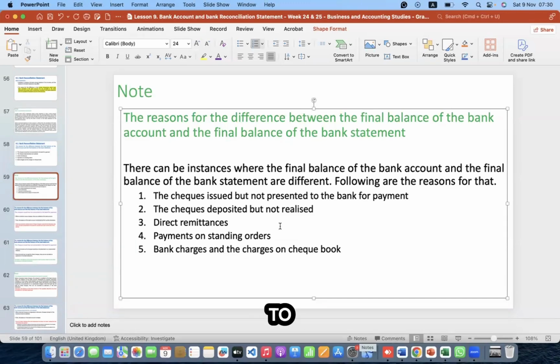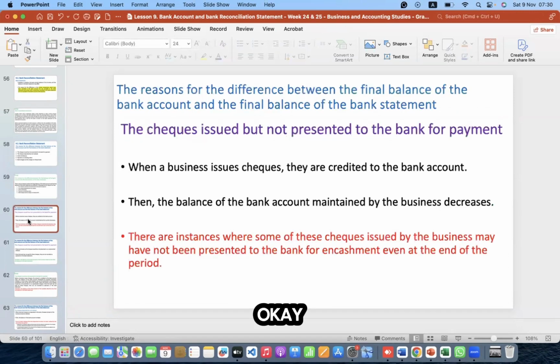Okay, I will move on to the next slide. So we will learn about the checks issued but not presented to the bank for the payment. When businesses issue a check, the bank account is credited. Then the balance of the bank account maintained by the business is decreasing. What happens is when the business is issuing a check, they are crediting the bank account, and then the balance of the bank account is decreasing.